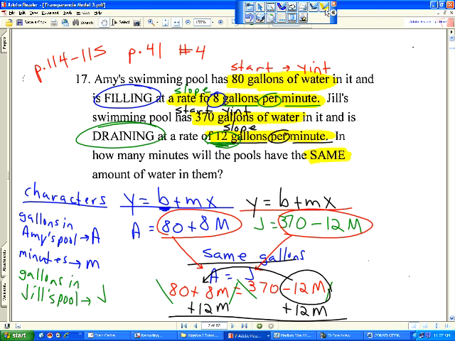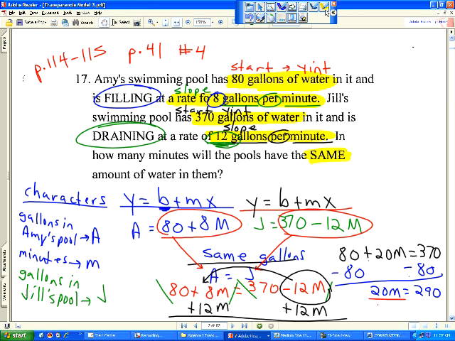And so we're going to have 80 plus 20m is equal to 370. There's nothing else you can do. The variable's on one side, so it is time to undo. We're going to undo addition by subtraction. We get 20m is equal to 290.